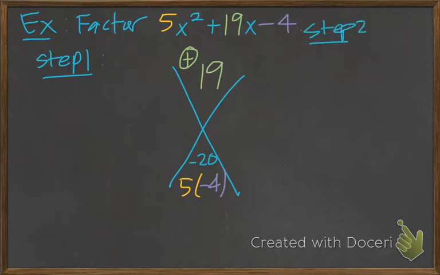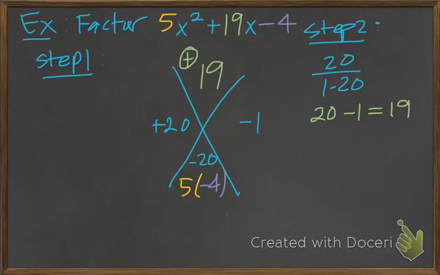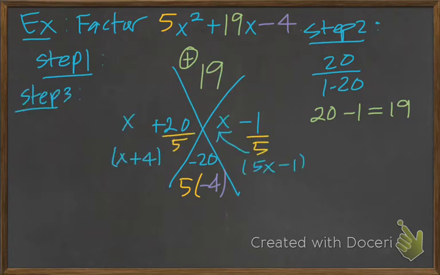And so that'll be step 2. 20, 1 times 20. Well, 20 minus 1 equals 19, so there they are. Notice that positive 20, negative 1 gives us that positive 19. So the next step will be to add an x, divide by that leading coefficient a.